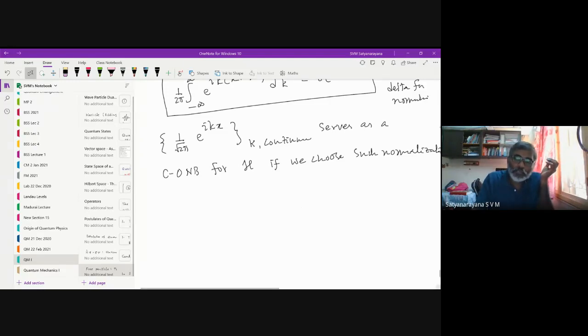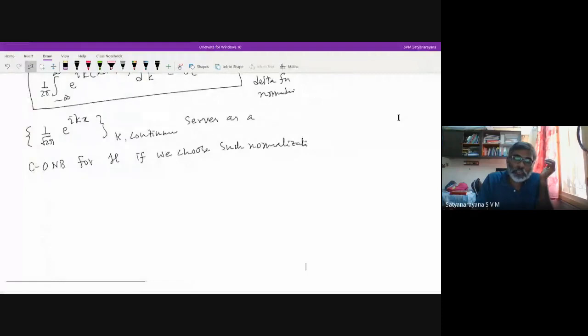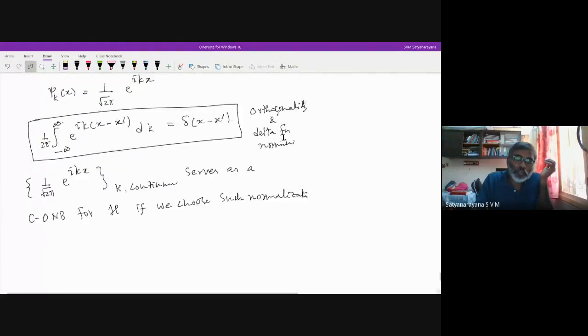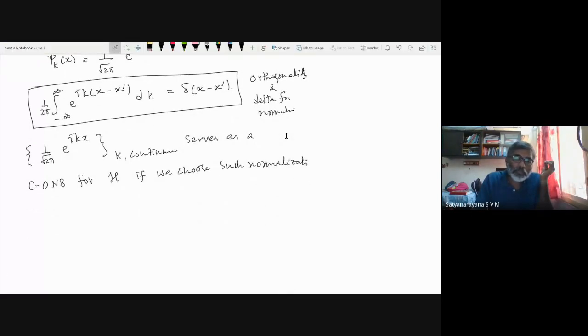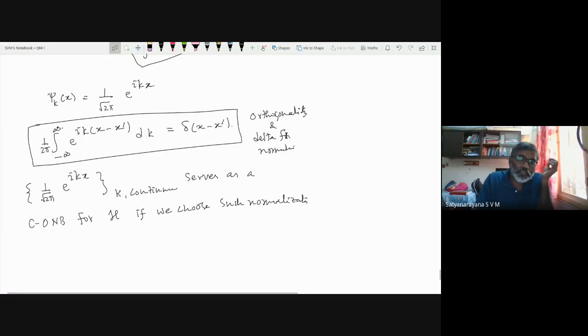Not only that, in many computational quantum mechanics cases, for example, when people use density functional theory to solve many particle systems, they will use this plane wave basis, because this set satisfies the basis condition. Any arbitrary state can be expanded in terms of this basis, and if you normalize it like this, it serves as a basis.